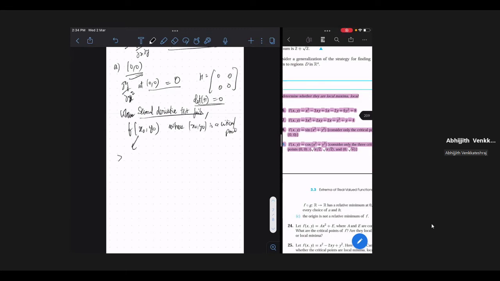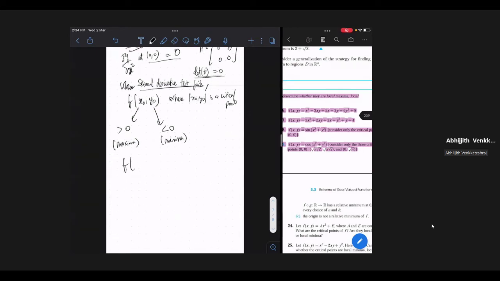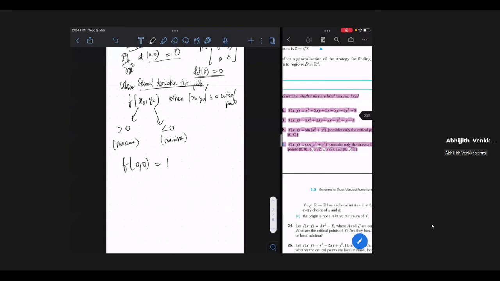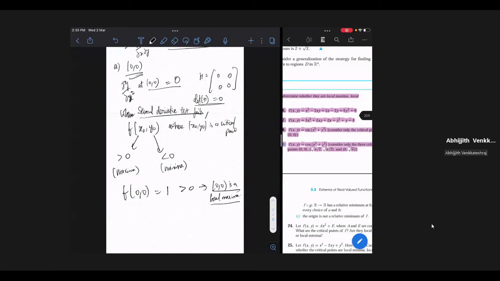If this is greater than 0, then it's a maximum. If this is less than 0, then it's a minimum. Okay, so let's see what is the value of f of 0 comma 0. f of 0 comma 0 is cos of 0, which is 1. And since this is greater than 0, my 0 comma 0 is a local maximum. So this is one important thing to know. You can have this as the property.